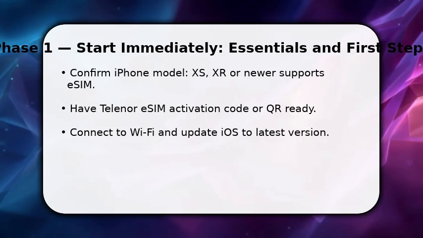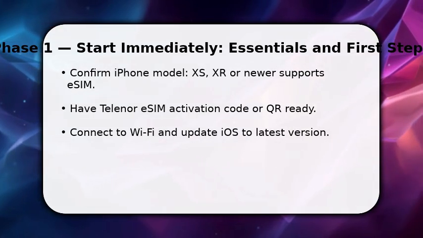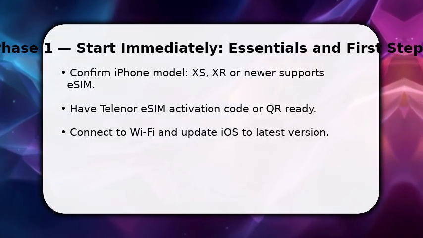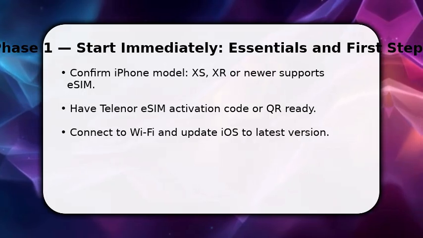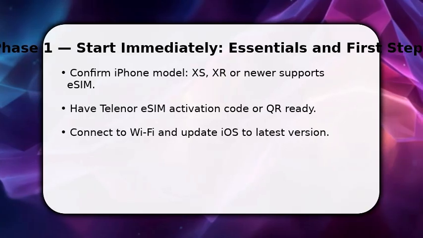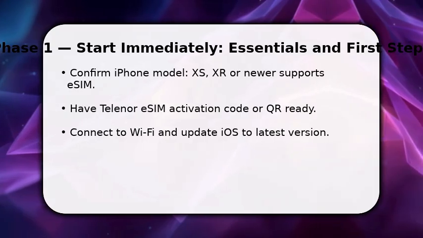You'll begin by confirming your device supports eSIM and that you have the Telenor activation details. On your iPhone, go to Settings, General, About to check Model, then make sure iOS is updated. Once done, connect to Wi-Fi so the phone can fetch carrier data. You're ready to add a cellular plan.